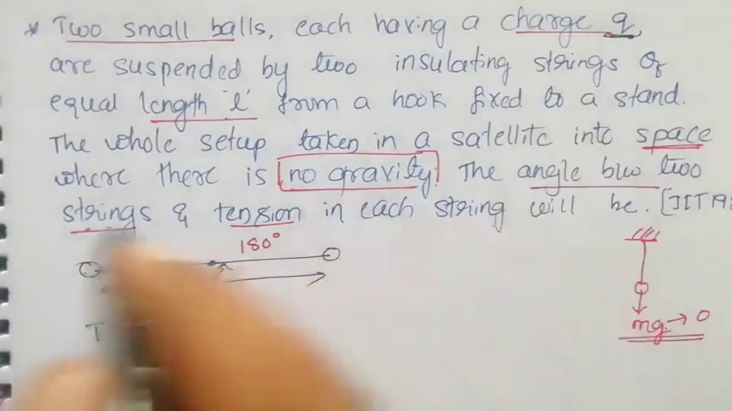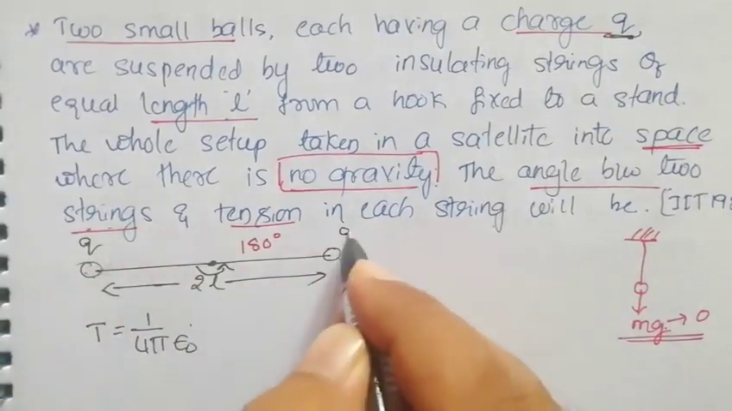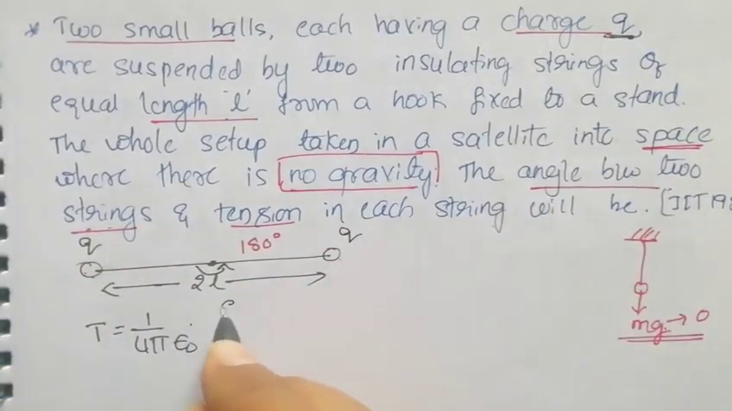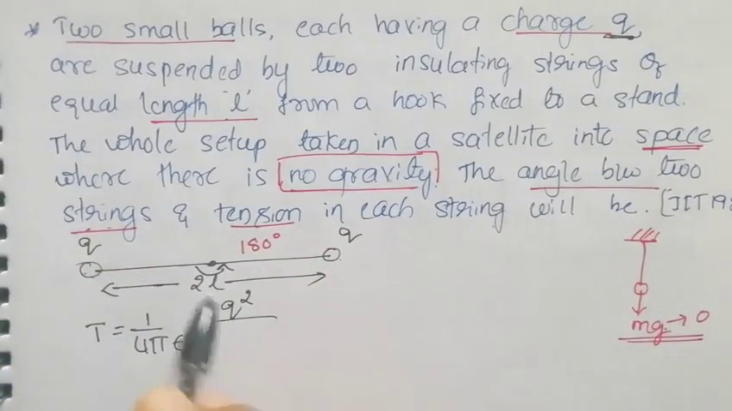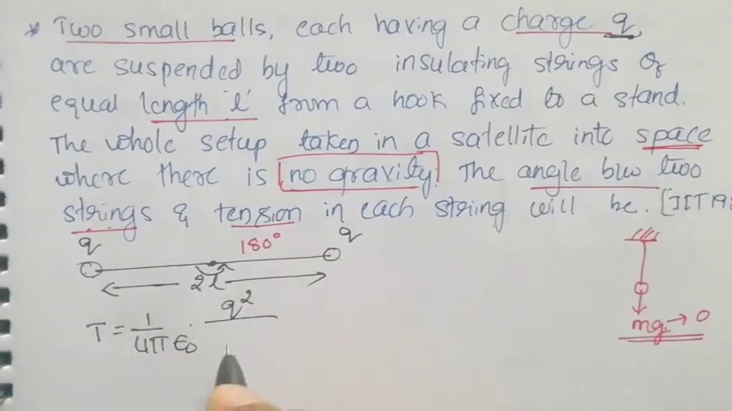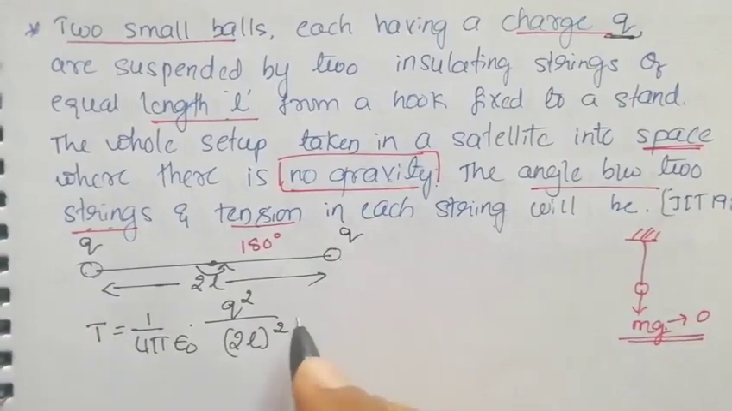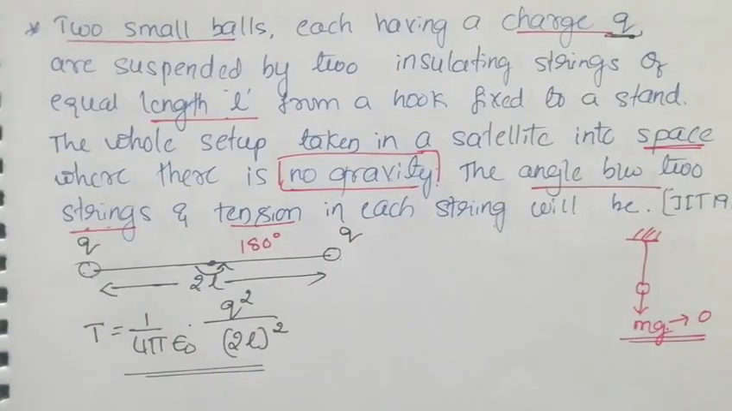Since both have a charge of Q and Q, the charge product will be Q square, divided by the distance, which is 2L, so it becomes 2L square. So this is the answer for this question. That's it, so simple. You need to understand properly what the question is asking.